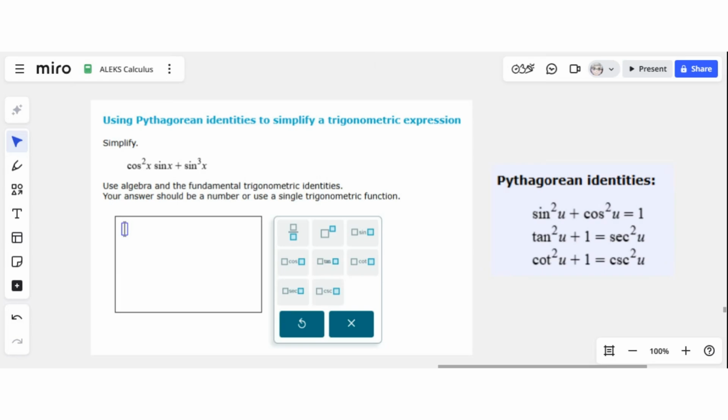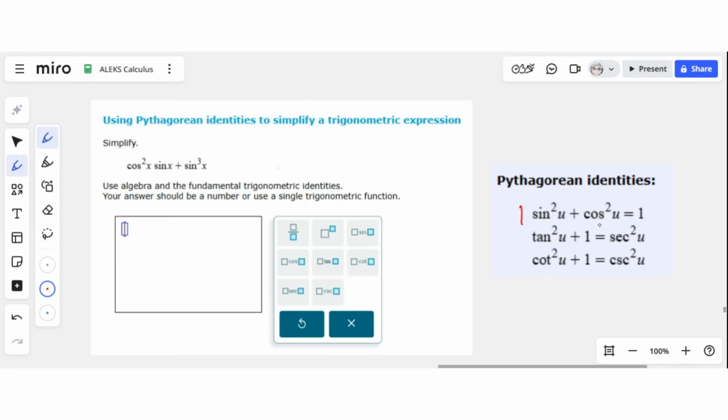In these problems, we are using Pythagorean identities to simplify trig expressions. And we want to get a big complicated thing like this, cosine squared x times sine x plus sine cubed x, down to either a single trig function or maybe even down to just a number. We're going to use these Pythagorean identities we have over here on the side.